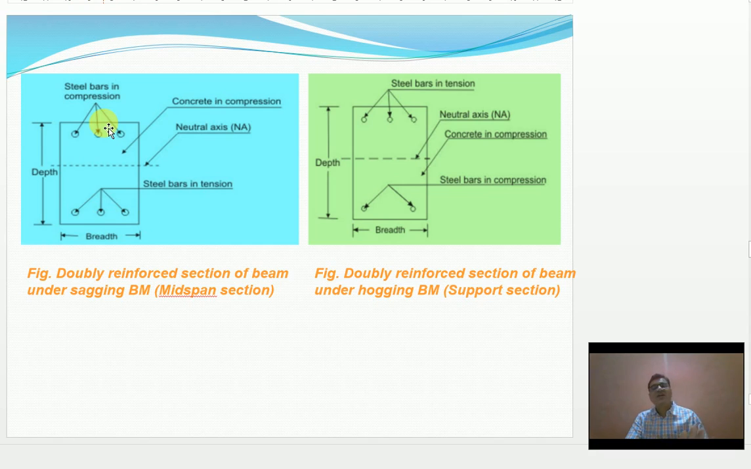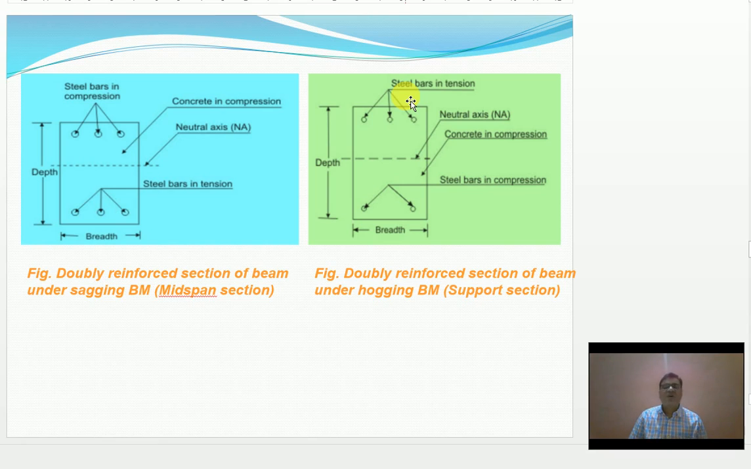Now here, these are not called hanger bars or anchor bars. Tension steel is provided at the bottom and compression steel at the top, and vice versa. In another diagram, compression steel is provided at the bottom and tension steel at the top. It means at both faces steel is provided. Such beams are called double reinforced sections.